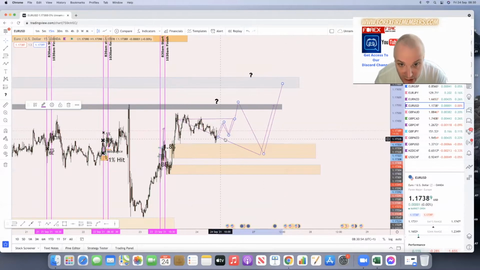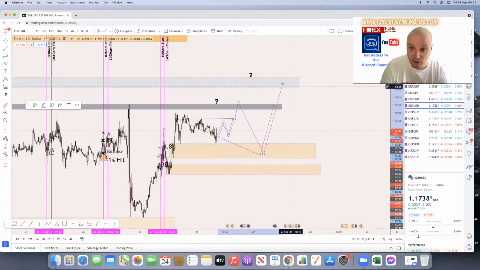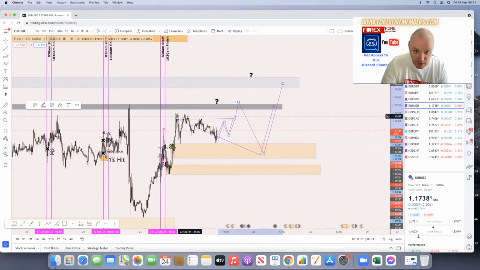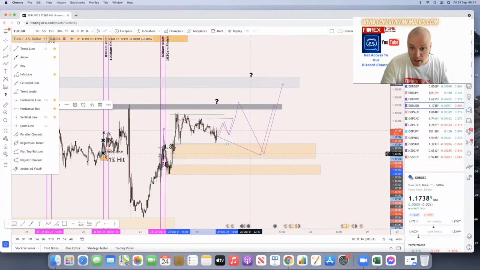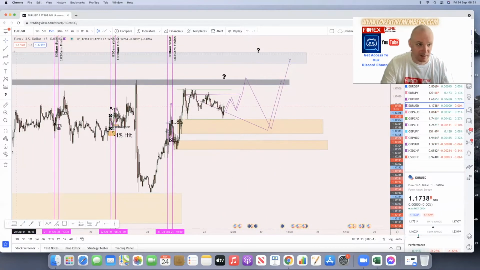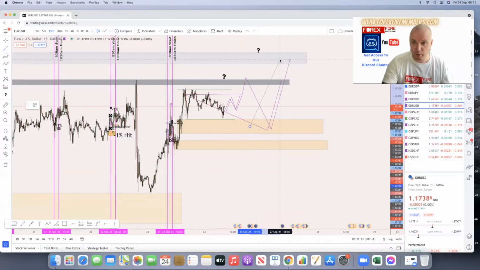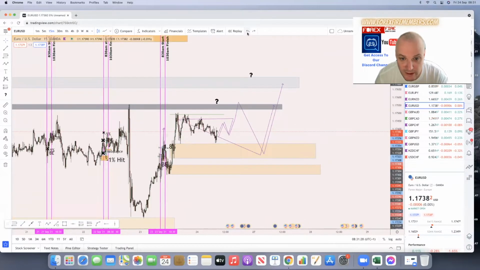Or we may take liquidity on the high side to take liquidity on the low side to then do a massive jump into here. If we take liquidity here, let's say we take liquidity there, and then we take like this liquidity on the low side, I dare say we will get a massive spike up into this area here. So that's the general bias of what we've got this morning.